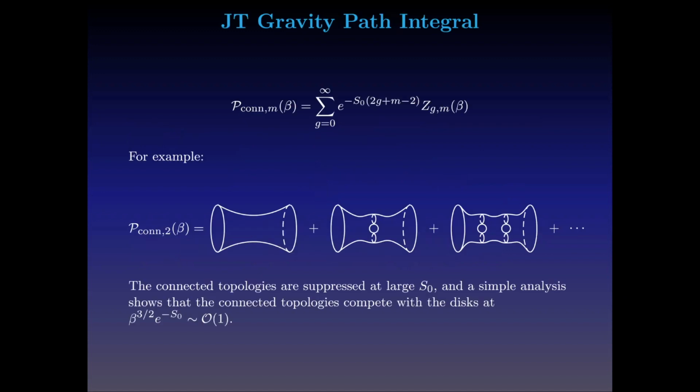So here's an example. We have Z_{2}(beta). We have the trumpet, and then we have the trumpet plus higher genus corrections and higher topologies. Now, the connected topologies are suppressed at large S_0, but you can do a pretty simple analysis that will show you that the connected topologies actually compete with the disconnected topologies, the disks, at beta to the 3/2 e to the minus S_0 of order 1. So we're looking at non-perturbatively low temperatures here.